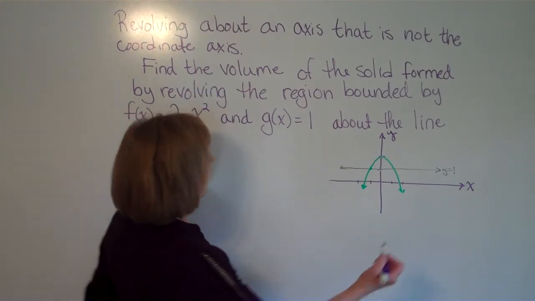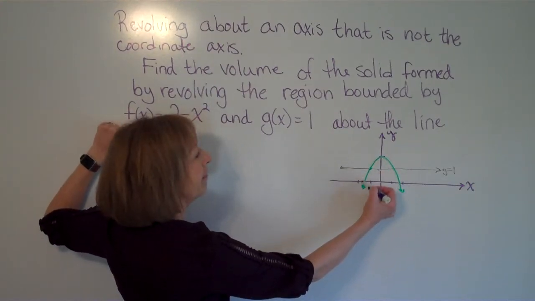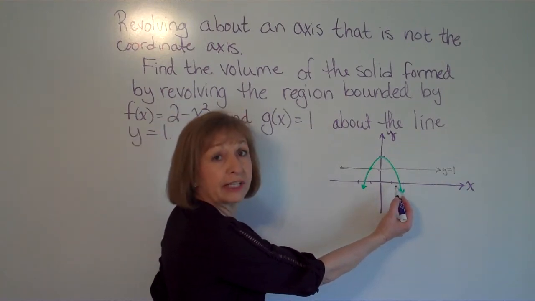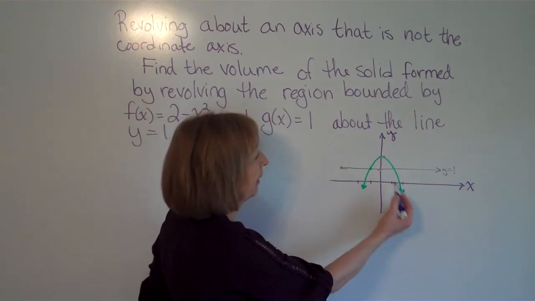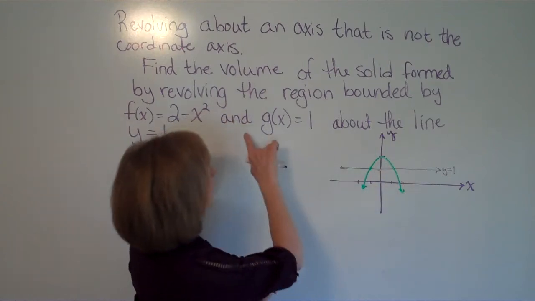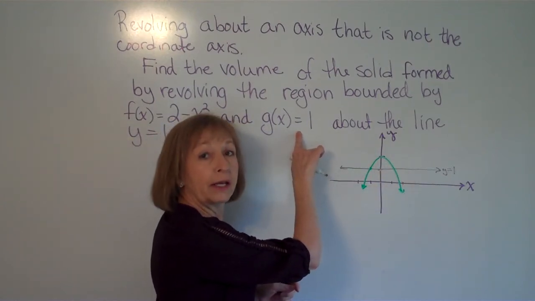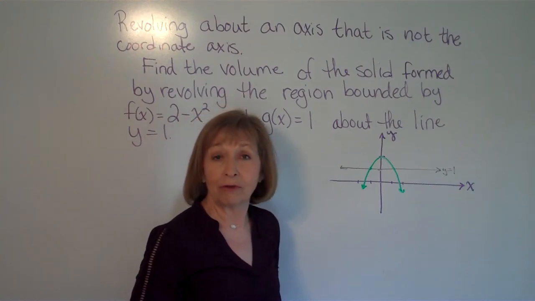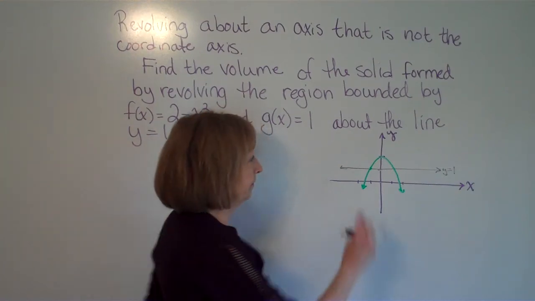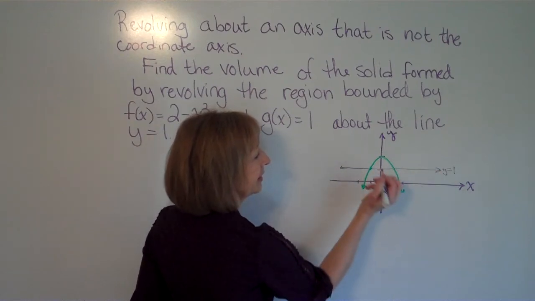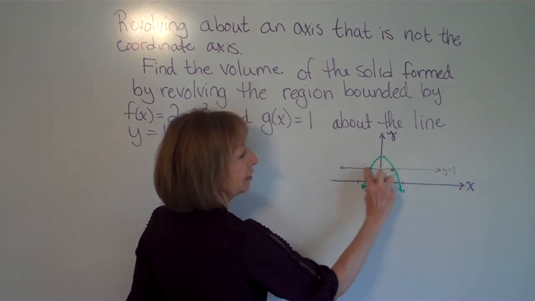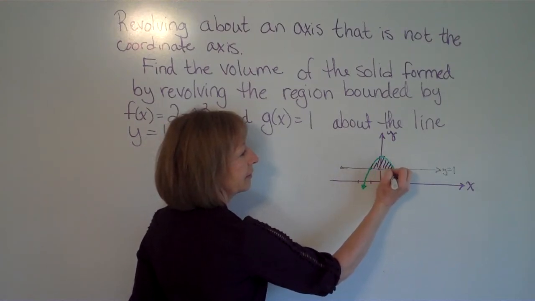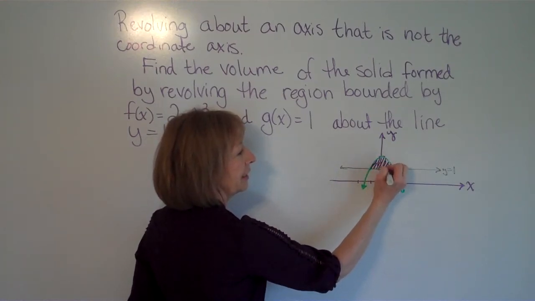So I've started to graph this. We have our f of x is 2 minus x squared. That's a parabola with its vertex at (0, 2), and it's going down. And then g of x is 1. So remember, g of x is just another name for y. So that's just graphing the line y equal 1. So I have that graphed. And the region enclosed by those curves is this part that I'm shading here.